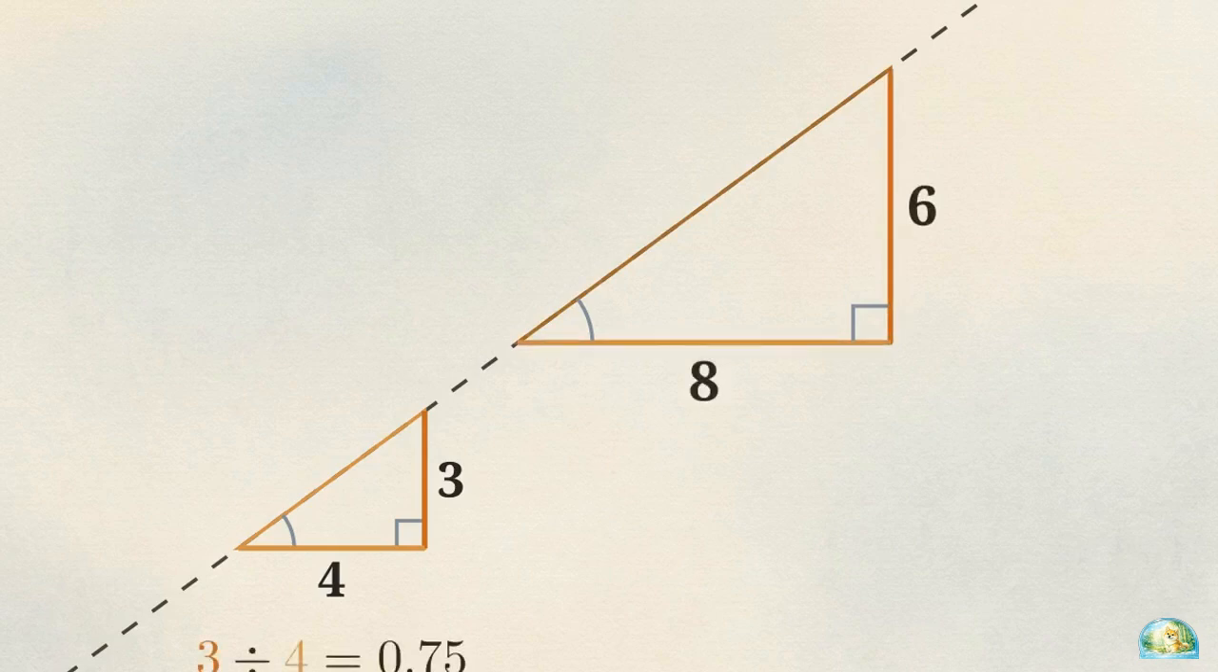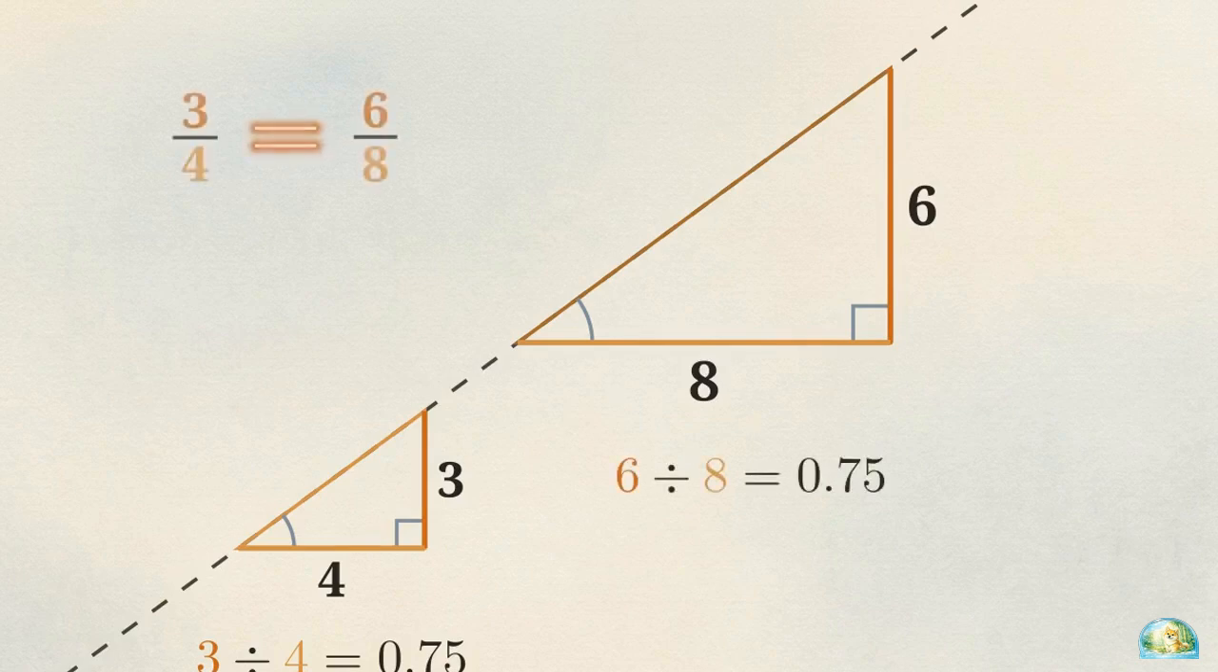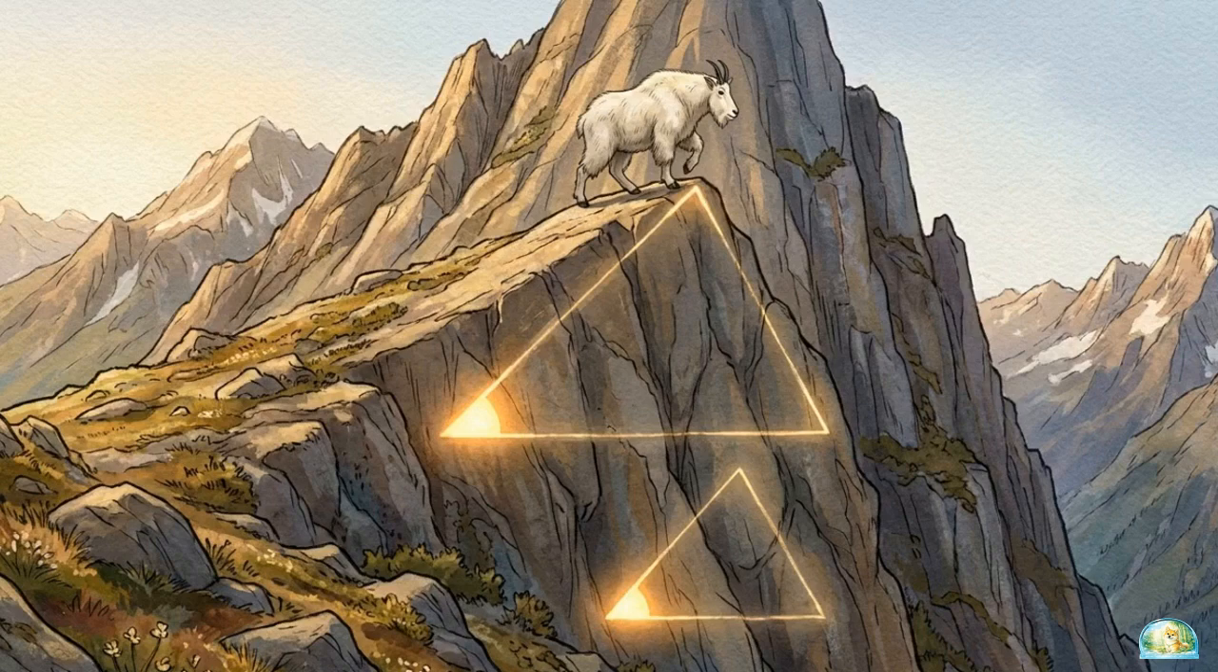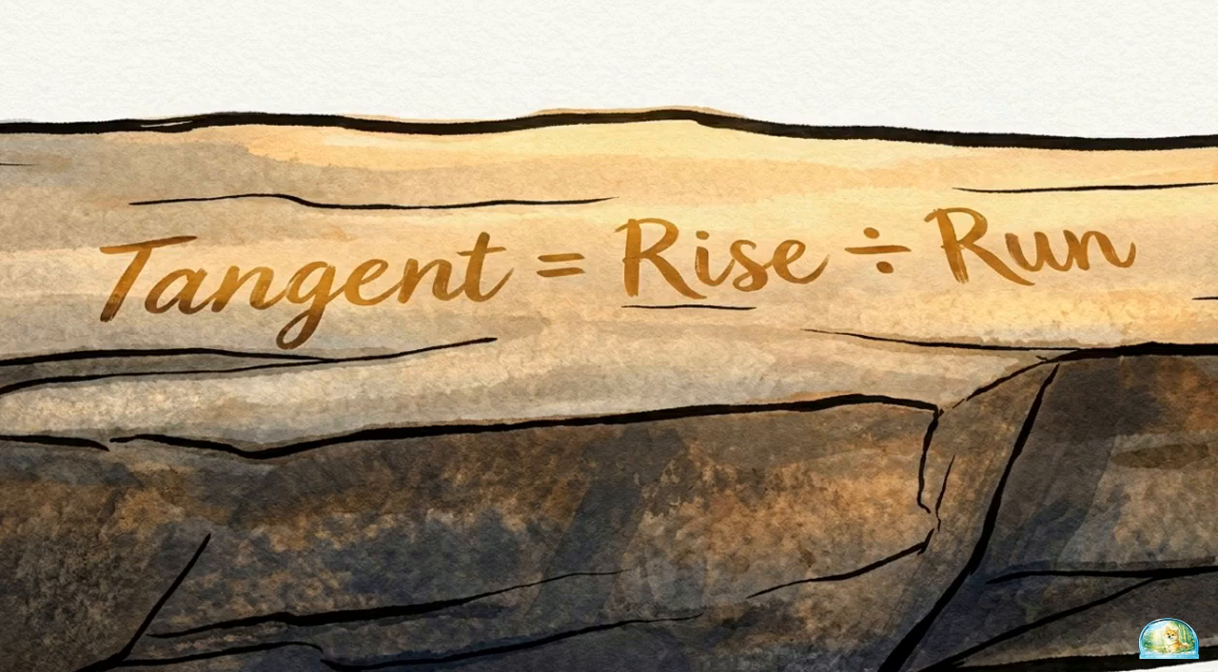Dividing the rise by the run for the small climb gives 0.75. Dividing 6 by 8 for the large triangle is identical, 0.75. Because the triangles are similar, this ratio holds true at any scale. We call this specific constant, the side opposite the angle divided by the adjacent side, the tangent.